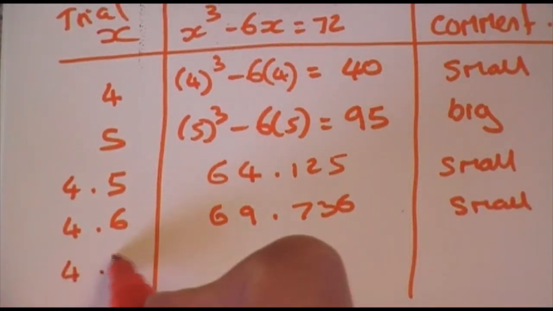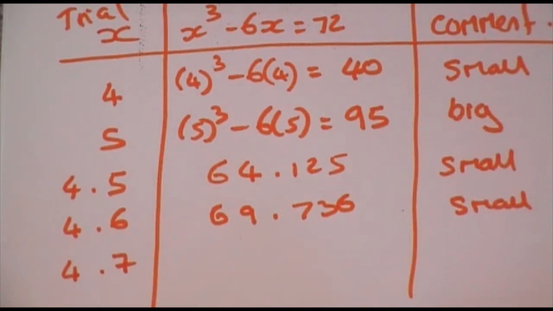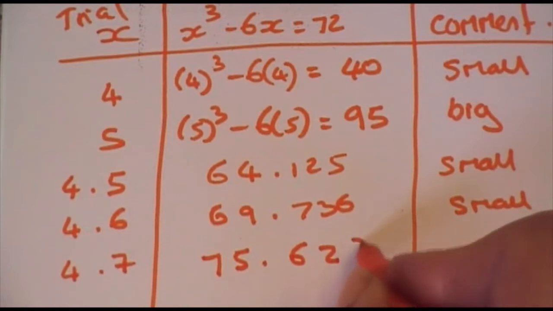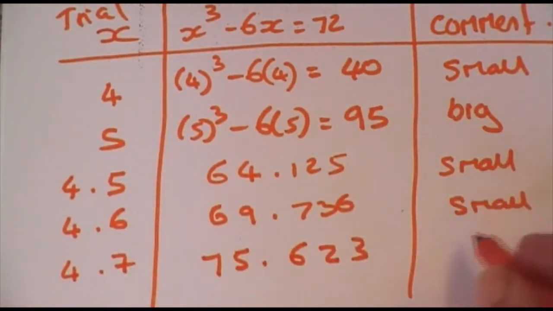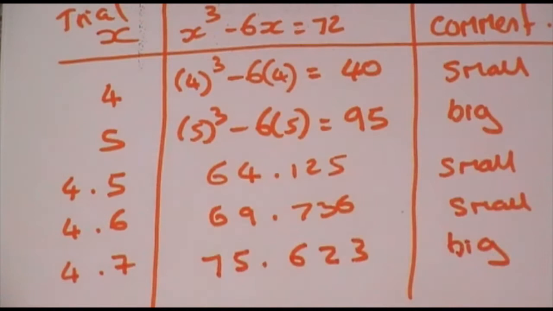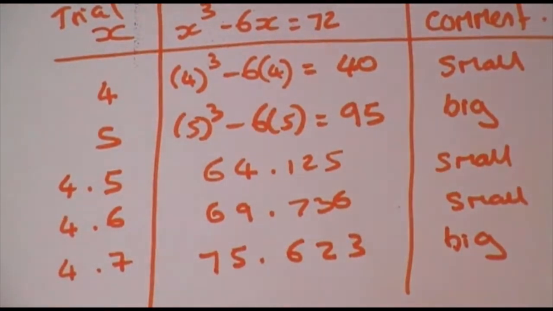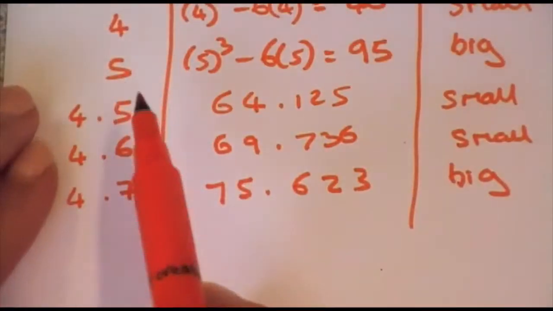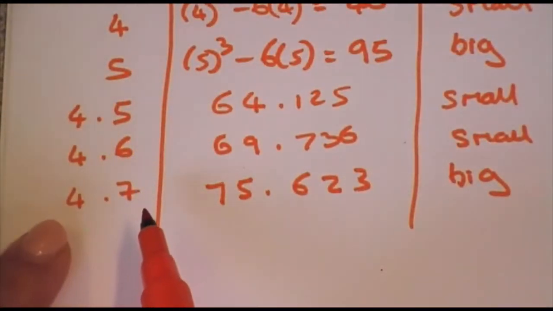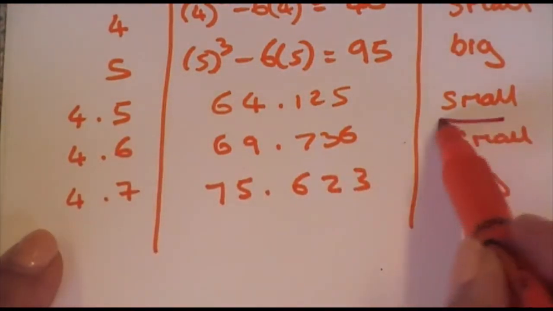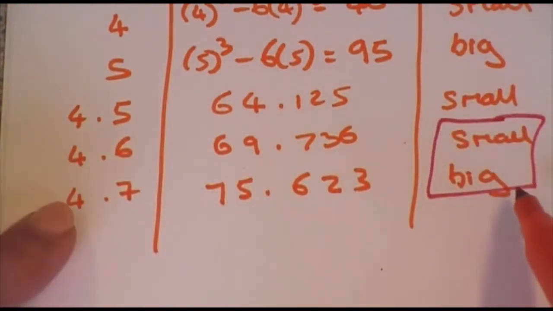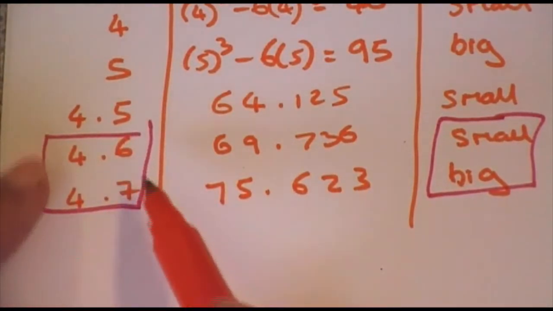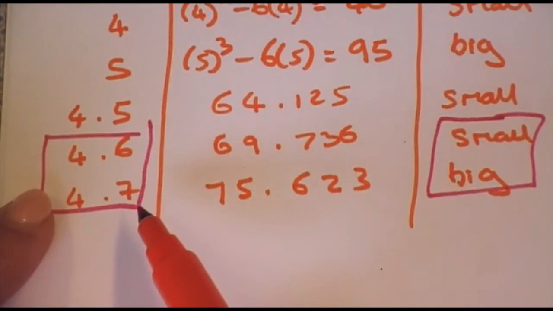So 4.6 was still too small. I'm going to try 4.7 next. When I put that in, it's going to end up being 75.623. I wanted 72. That's now too big. At this point, I need to be aware that the question wanted me to give my answer to 1 decimal place. These all have 1 decimal place. The fact that I've got to a point now where one is too small and the other is too big, and they're both to 1 decimal place, that means one of these two is going to be my final answer.